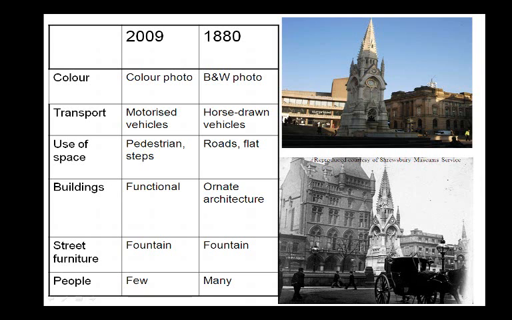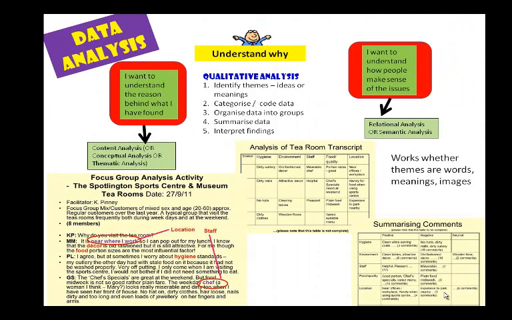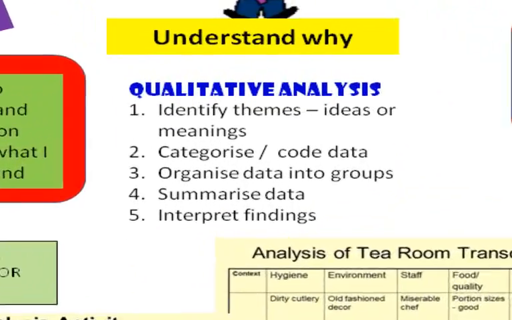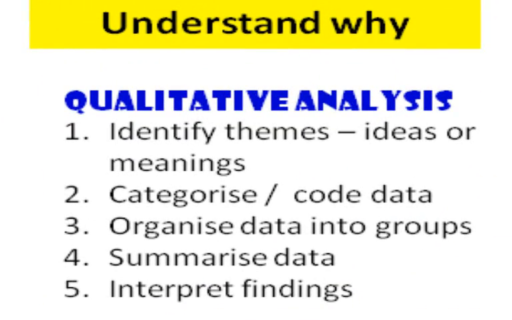So just to summarise then, whether it's words or pictures or any other form of qualitative data, the key steps are to identify the themes, categorise the data, organise the data into groups, summarise it, and then use it to make comments, suggestions, or just simply interpret the findings.